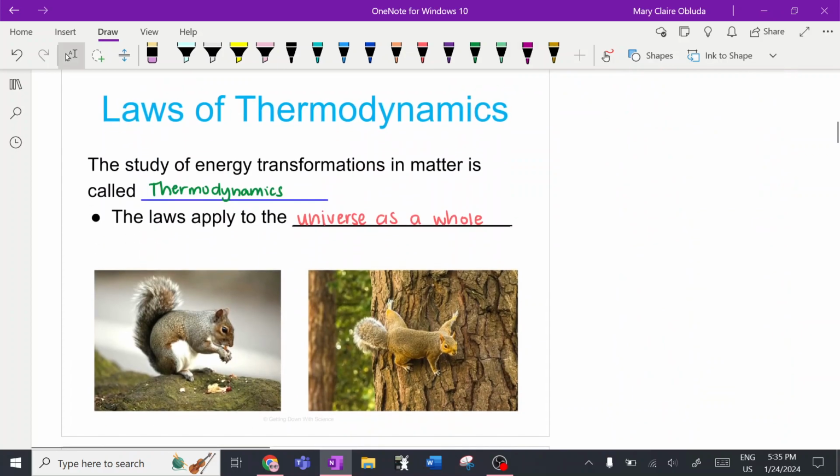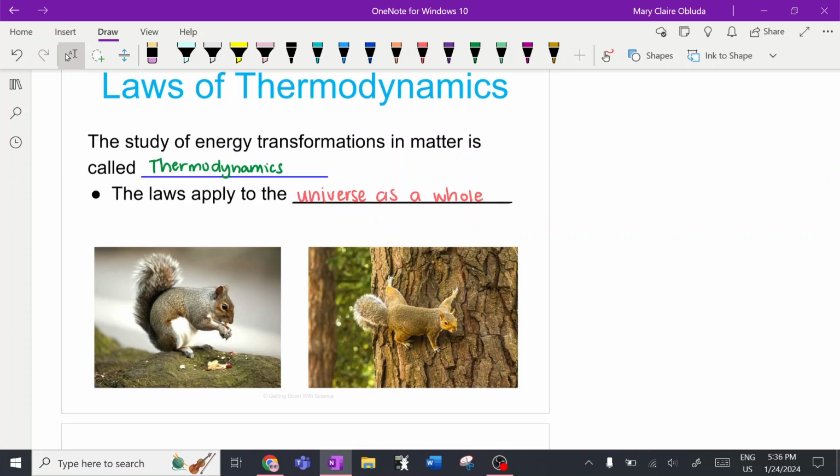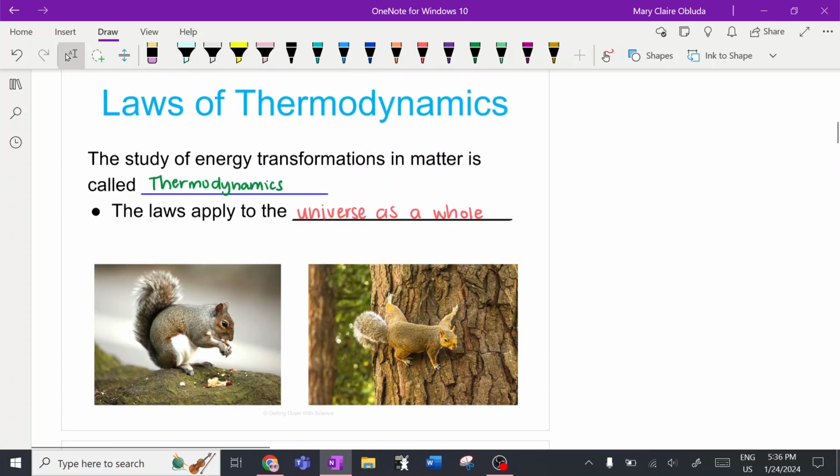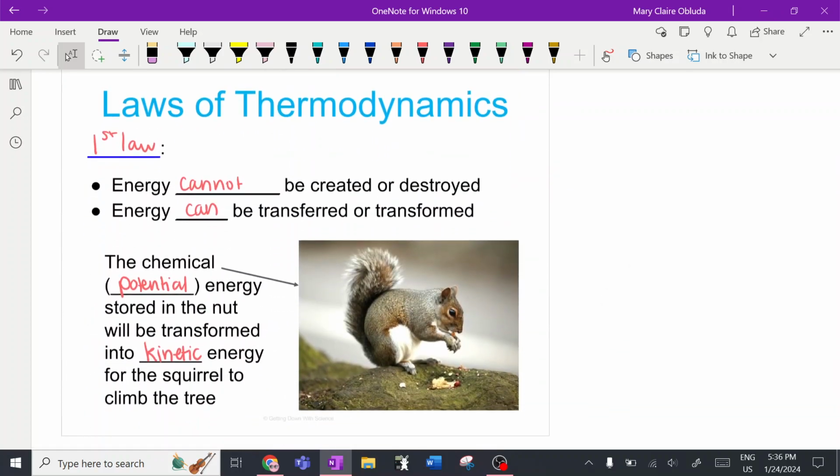Okay, so the laws of thermodynamics. These are really important for understanding the energy flow. The study of energy transformations is thermodynamics, and it applies to the universe as a whole. So these are really comprehensive laws. The first law is energy cannot be created or destroyed, but it can be transferred and transformed. So think of the way energy flows.